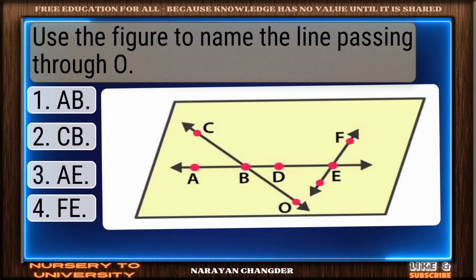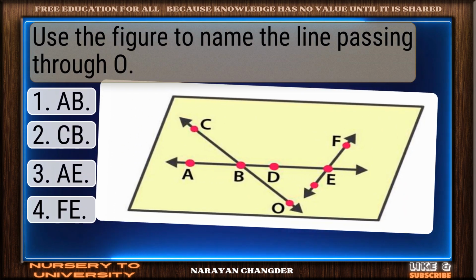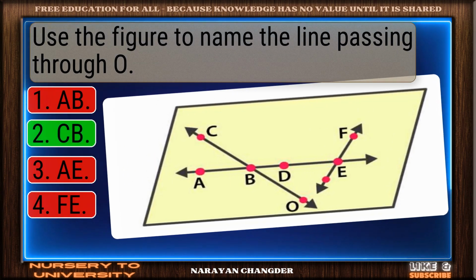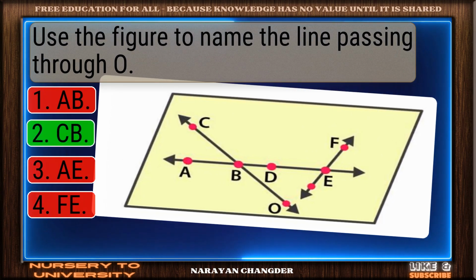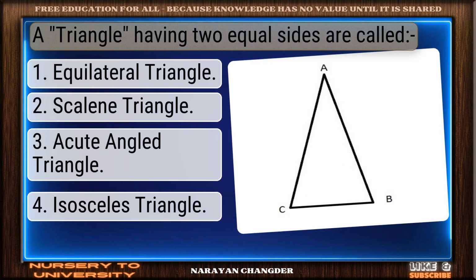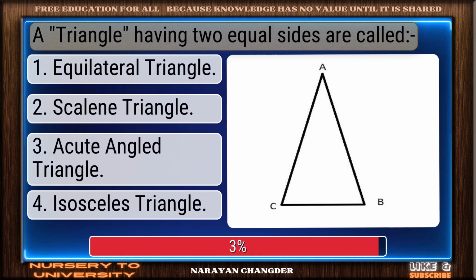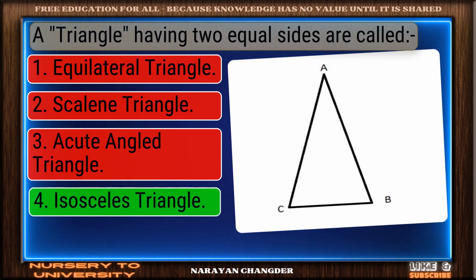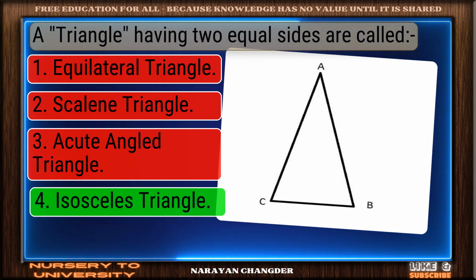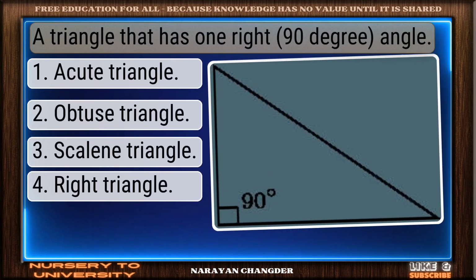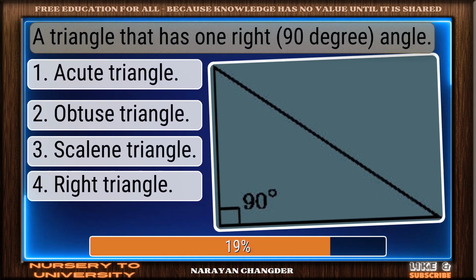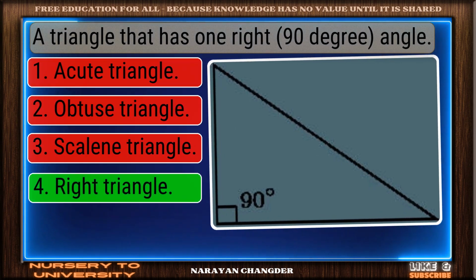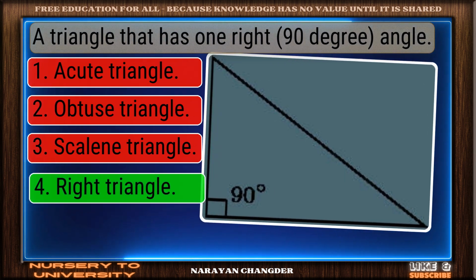Use the figure to name the line passing through O. Correct. CB is the right answer. Triangle having 2 equal sides are called? Well picked. Isosceles triangle is the correct answer. A triangle that has one right angle. Good thinking. Right triangle is the right answer.